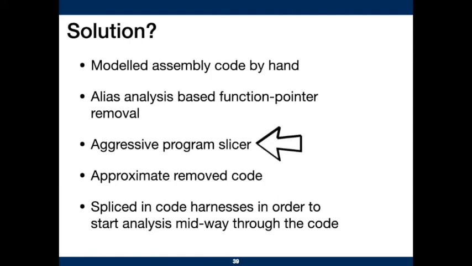And then the key adaptation we made, we introduced an aggressive program slicer, which reduces the size of the code base at the cost of precision and approximates the removed code. And this really made the difference between a verification problem that doesn't finish in 48 hours and a verification problem that terminates in under an hour and sometimes in minutes. And we also spliced in some code harnesses so that we can start the analysis without analyzing the boot code. So let's go through these in more detail.